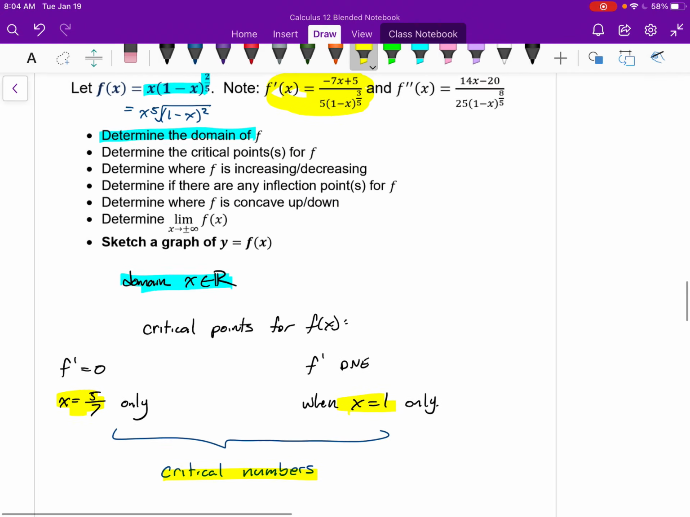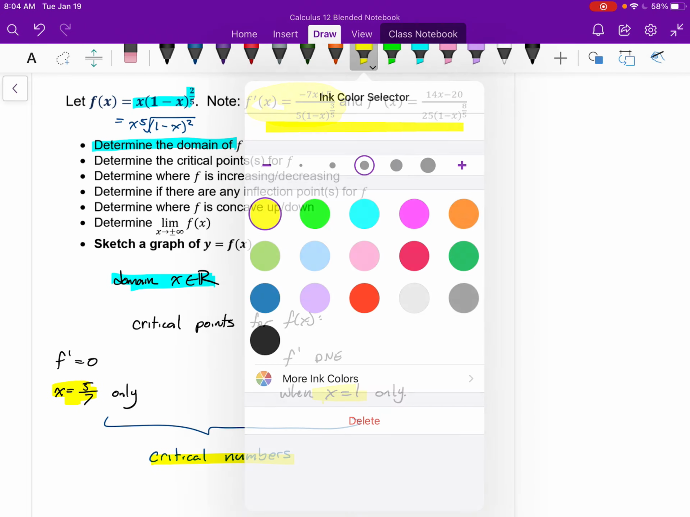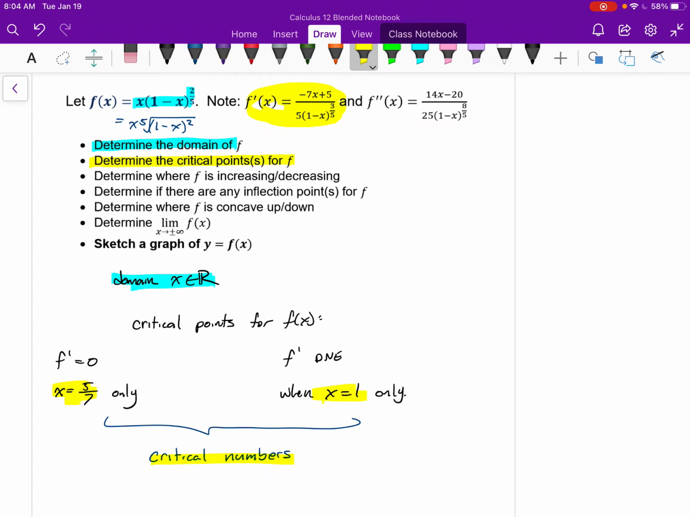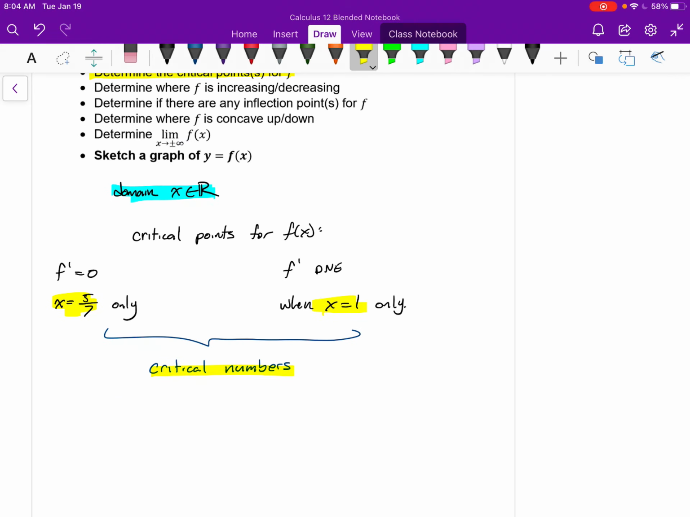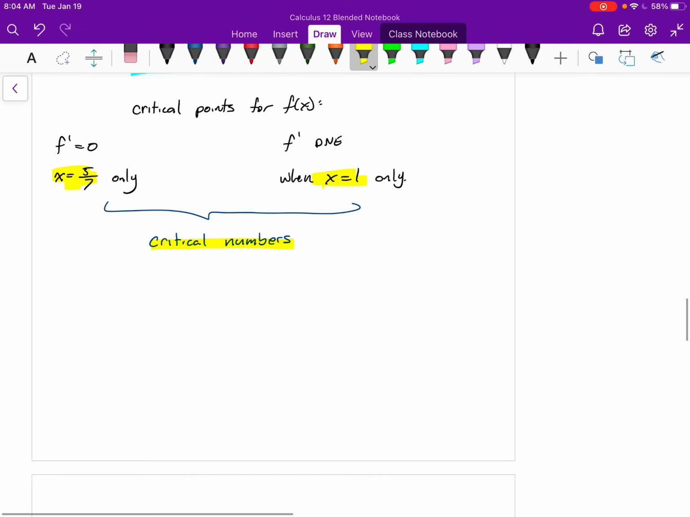Okay, so next, I got that part done. Determine where my function is increasing or decreasing. I don't have to do these in order, but I might as well. So where's my function increasing or decreasing? I'm going to make a little number line here. I'm not going to go to a sketch of a graph yet. There's too much for me to think about.